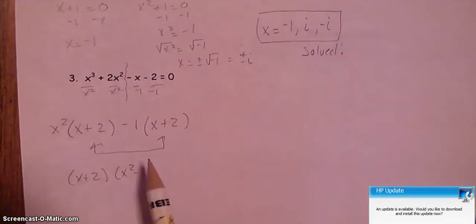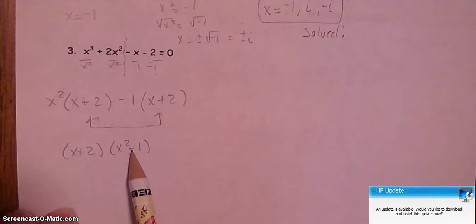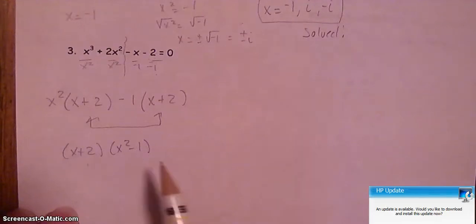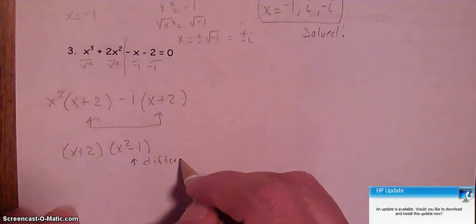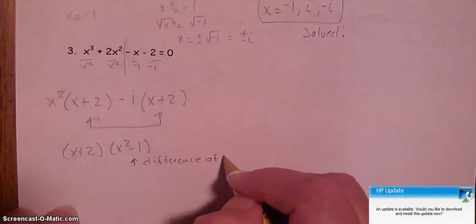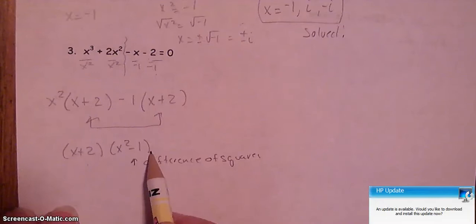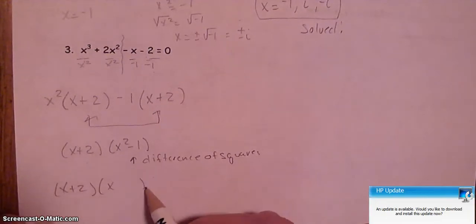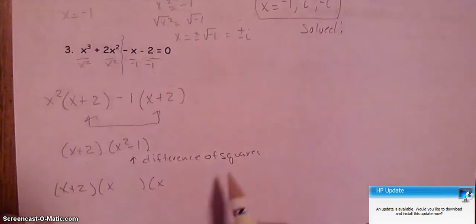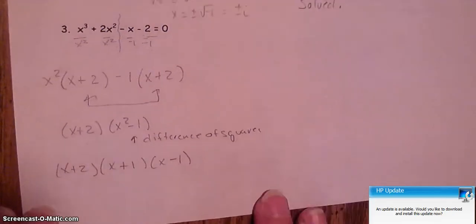Okay, so now I look, are these totally factored? x plus 2 I cannot factor, but this looks familiar to me. What we have here is a difference of squares. Okay, remember how we factor that. We write that as the square root of this and the square root of that, and plus or minus. So this would be x plus 2. The square root of x squared is x. The square root of 1 is 1, so it will be plus 1 and then minus 1. So now that is totally factored.